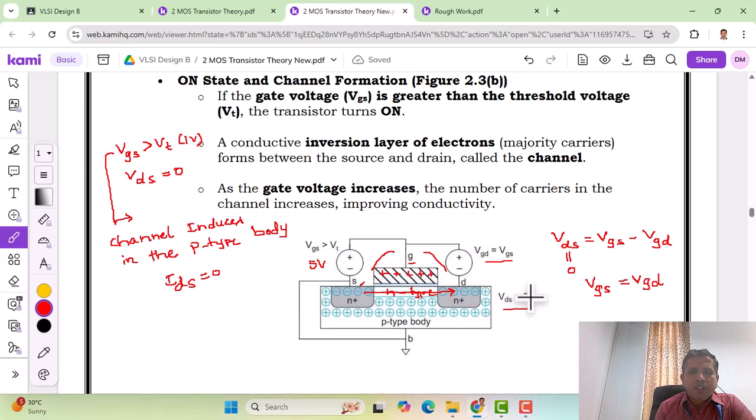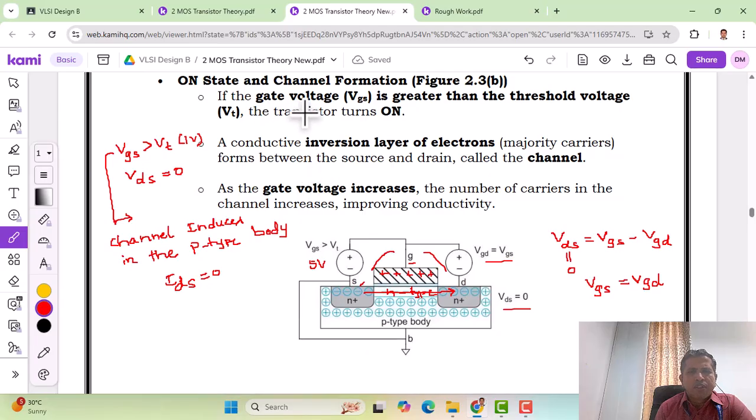So VDS is 0. VDS is required for the current to flow from drain to source, or for charge carriers to move from source to drain. That we'll see in the next mode of operation. Here we just turned on the transistor and the channel has been formed, so there is no current flow from drain to source.